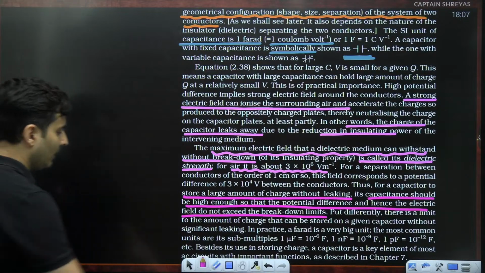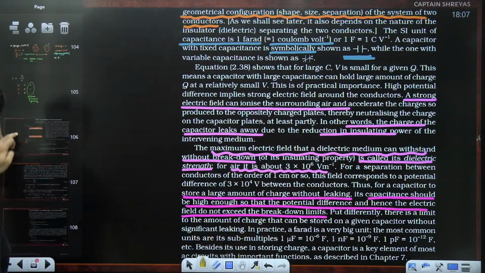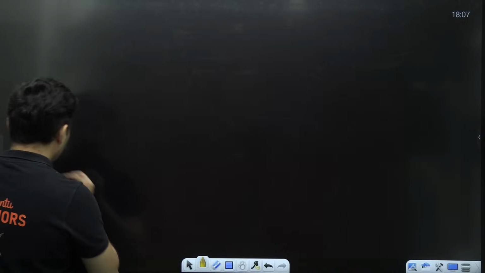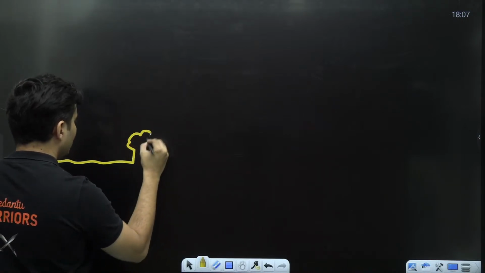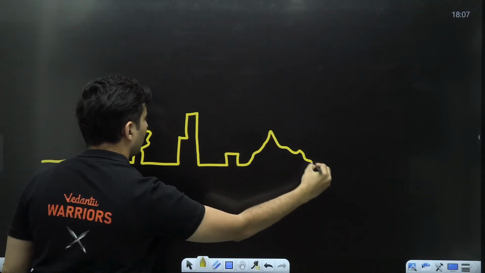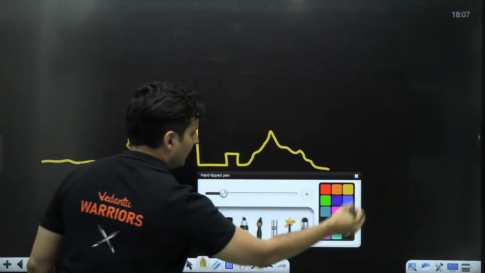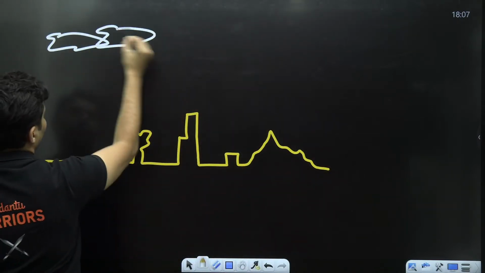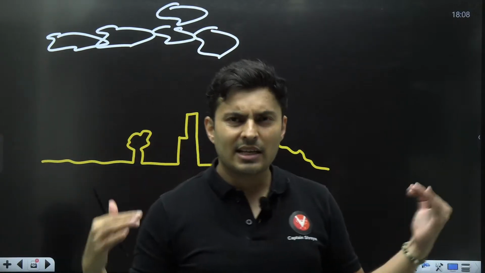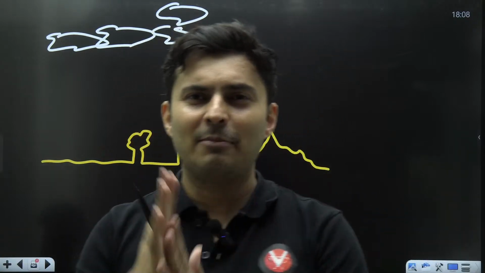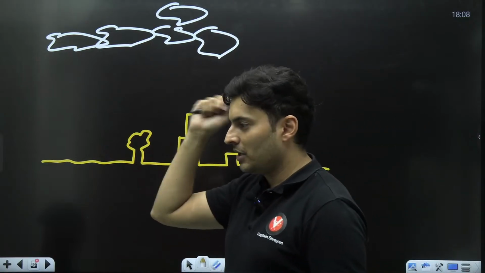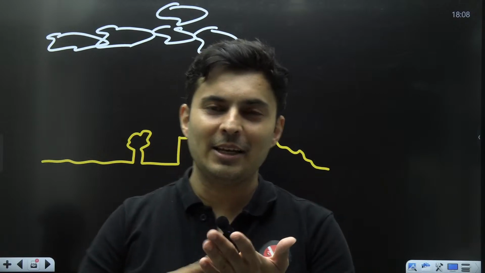Let me explain it here only. Imagine this is your ground, this is your tree, some buildings, some mountains over here. This is your ground, and these are your clouds. They keep floating in air, rubbing against each other. When they rub against each other, it's like rubbing cloth with glass, or your hand with something, or your comb on somebody's head, or a plastic scale on something.